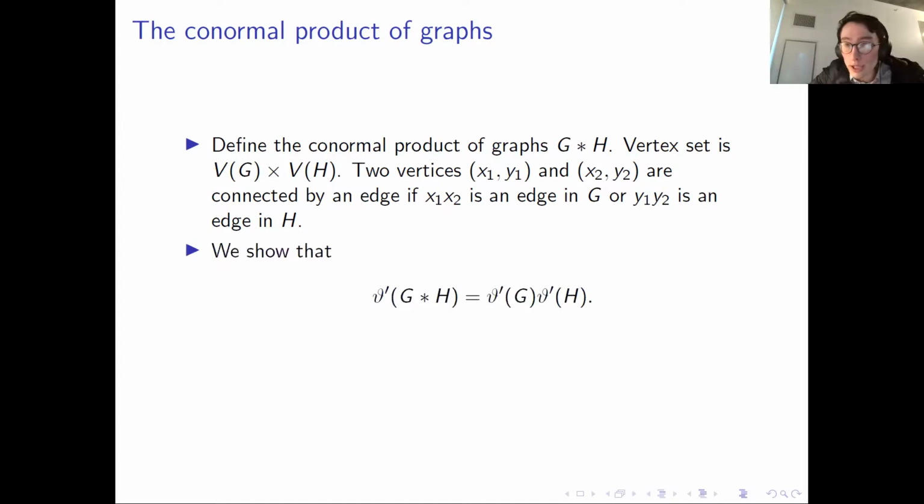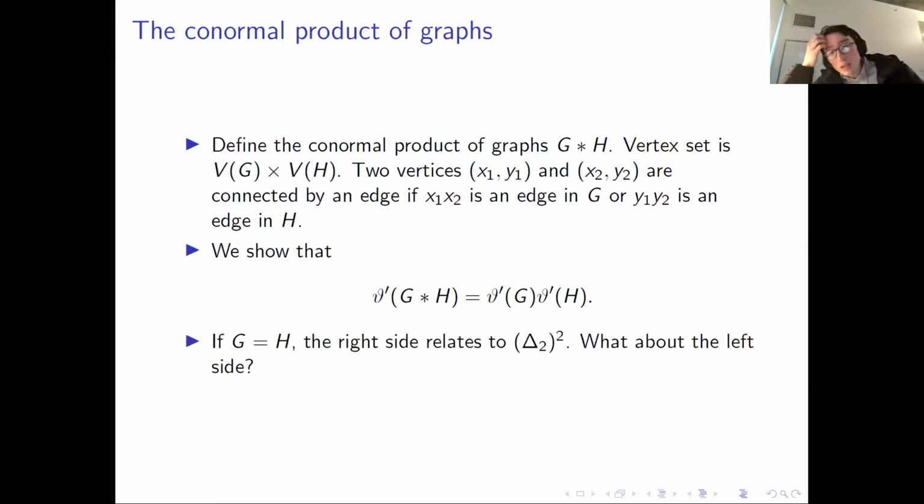And one thing that we show is that theta prime is multiplicative in the conormal product. You might recall that Lovász showed that theta is multiplicative in the strong product in the course of computing the Shannon capacity of the 5-cycle. And this is a different product. The conormal product is different from the strong product. Multiplicativity of theta prime fails for the strong product, but holds for the conormal product.